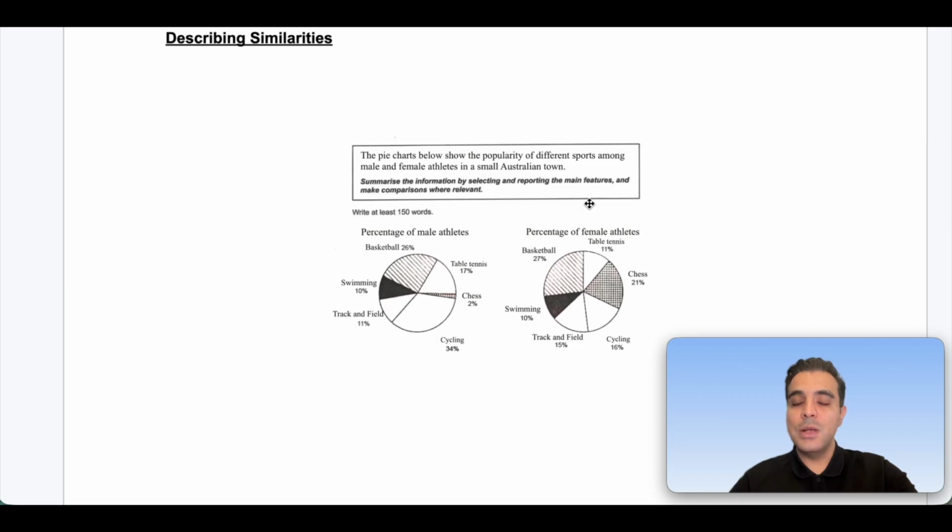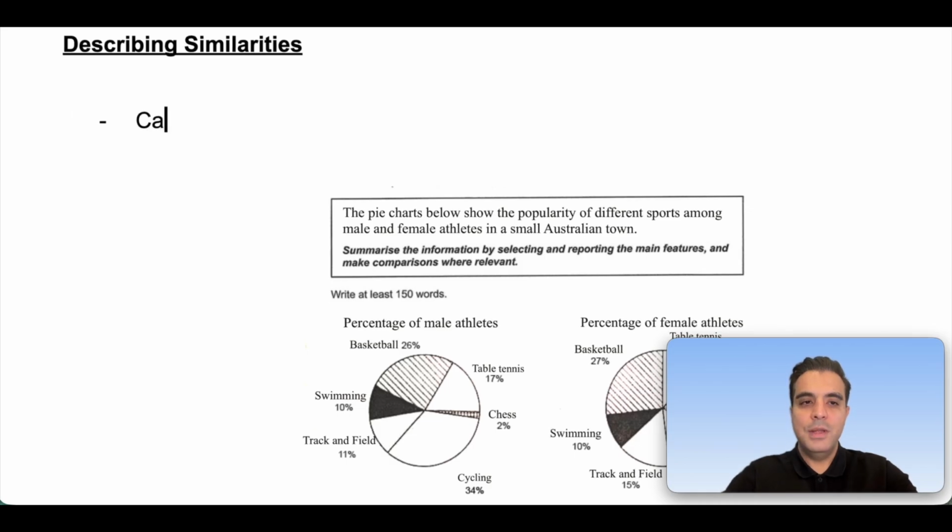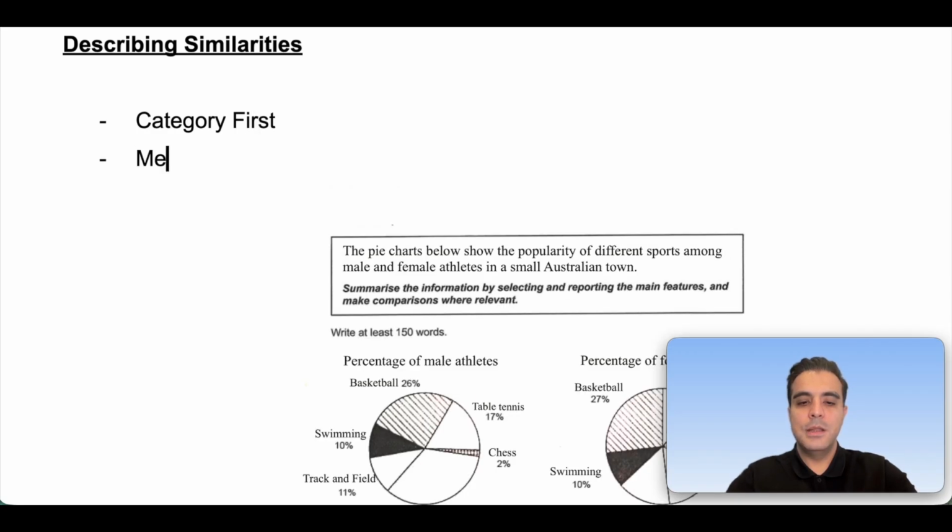What are some structures that we can use to describe this similarity? Once again, we have the category first structure and the metric first structure. So this is a pattern that I hope that you've picked up by now. Whenever you're writing, I want you to always be aware that the two ways of describing the data are category first or metric first. It doesn't matter if it's describing highest points, lowest points, proportions, or similarities. These are the two main structural forms that you could benefit from.